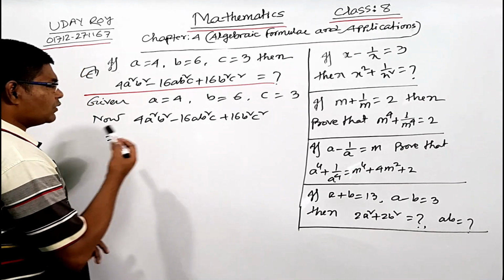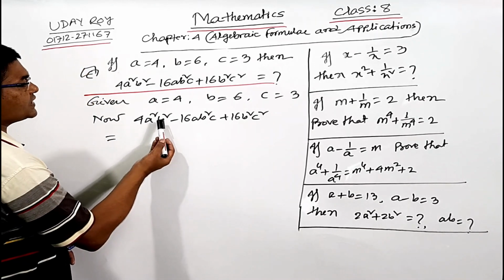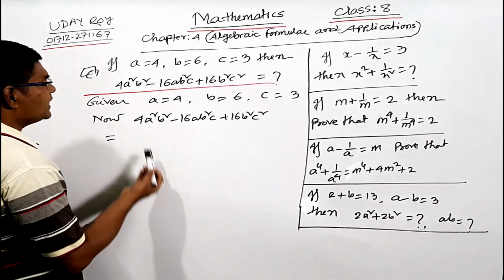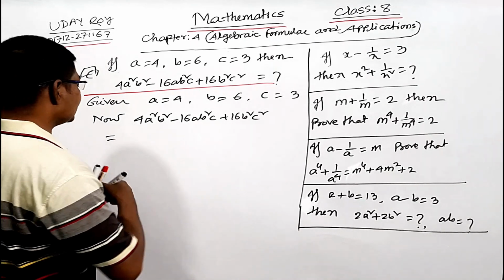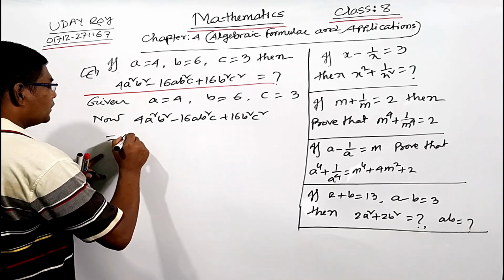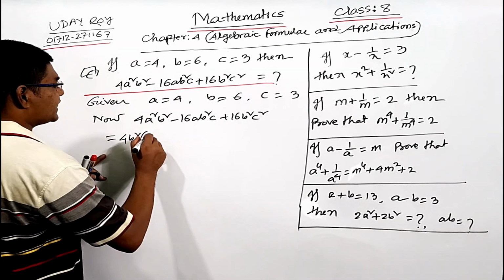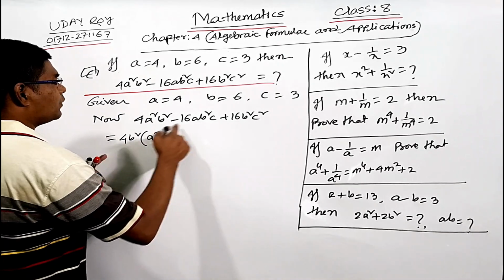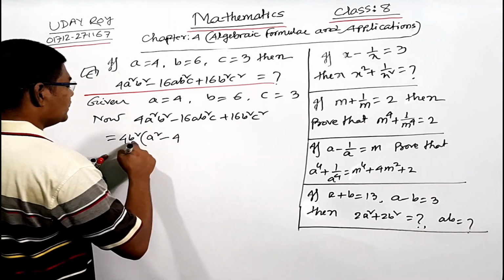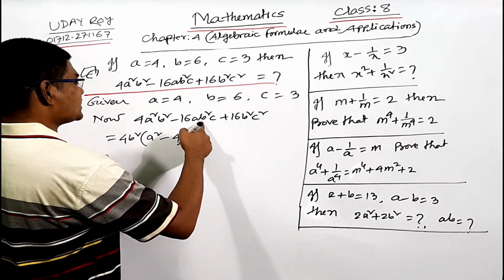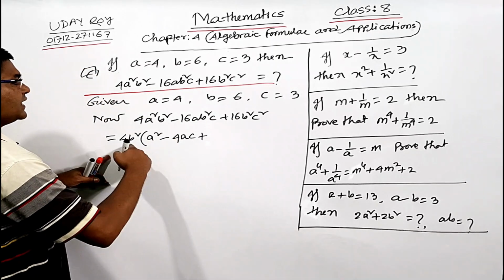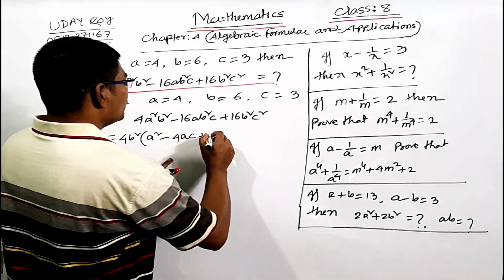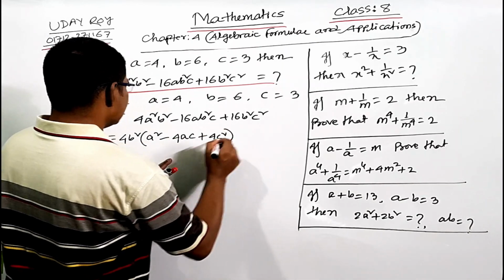So find out the common part. Common here is b square, b square, b square. Here is 4. Easily we can take common from 16. So 4 b square. So we will get here a square. 4, 4 the 16, 4. Here we have taken common b square. So you get here ac, and here b square already taken common, 4 taken common. We get here 4c square.